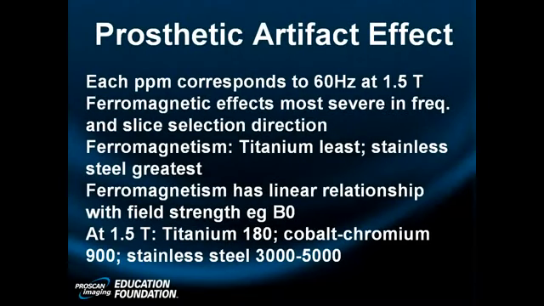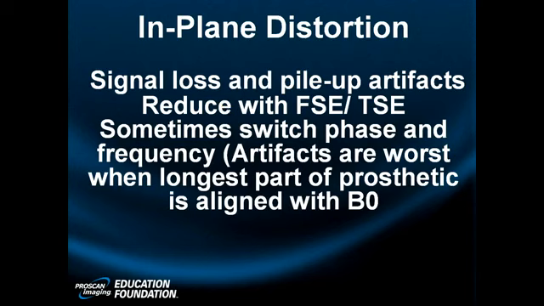Ferromagnetism has a linear relationship with field strength. So you will get a better picture at 0.25 Tesla than you will at 1.5 T in a hip prosthesis case. And you'll still get the answer. Unfortunately, this is Australia, where low field is a crime. At 1.5 T, titanium has a ferromagnetic coefficient of 180, cobalt and chromium 900, and stainless steel 4,000. So stainless steel is tough to deal with.